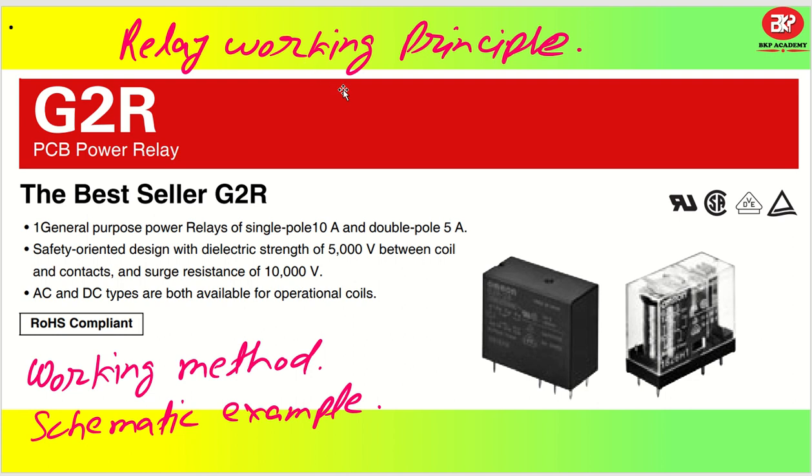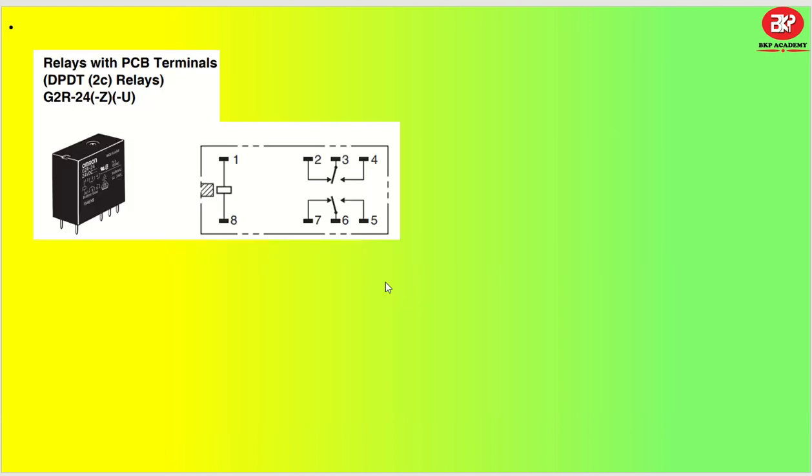So in this session, we will try to understand how the relay is working, what the working methods are, and we will see some examples based on relay circuits. Okay. So let us first try to understand what a relay is. You can see one of the relays I have taken, G2R. You don't have to worry about the part number, but we will try to understand what it actually is.